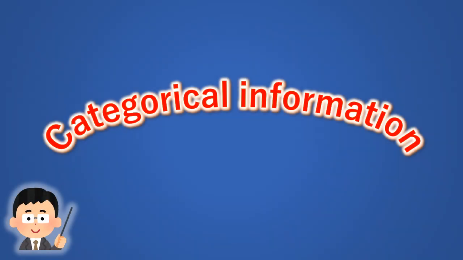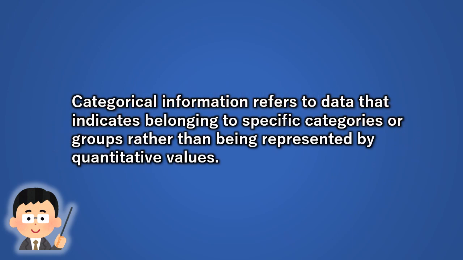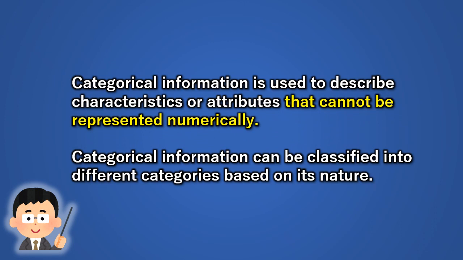Categorical information. Categorical information refers to data that indicates belonging to specific categories or groups rather than being represented by quantitative values. Categorical information is used to describe characteristics or attributes that cannot be represented numerically. Categorical information can be classified into different categories based on its nature.